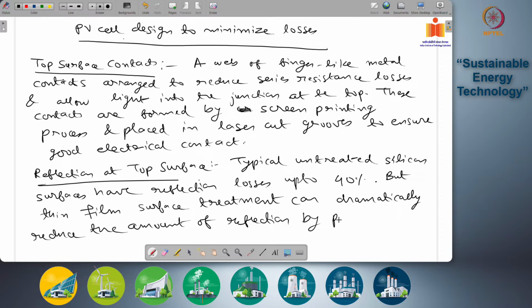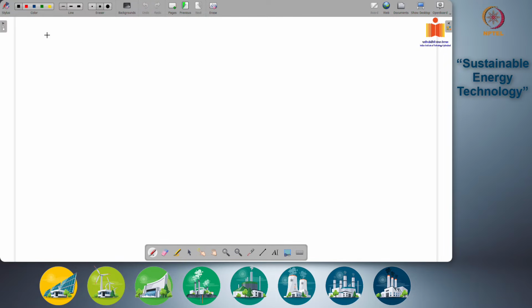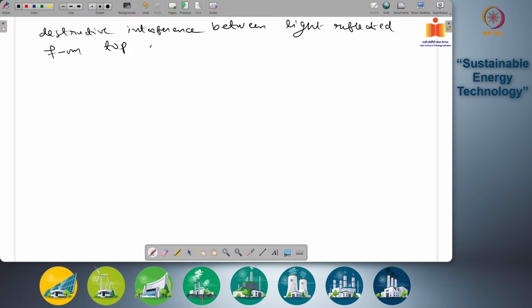by producing destructive interference between light reflected from the top and bottom surface of the film.